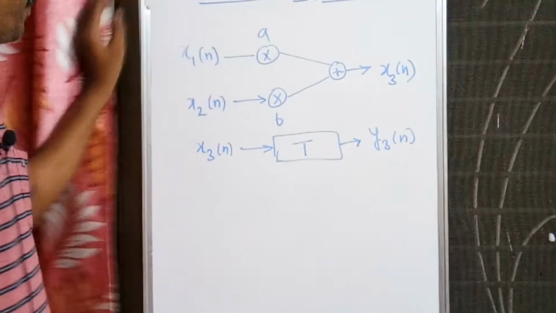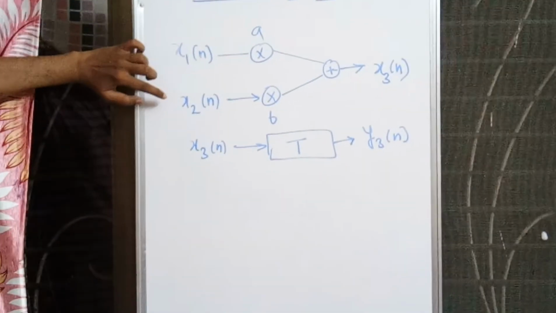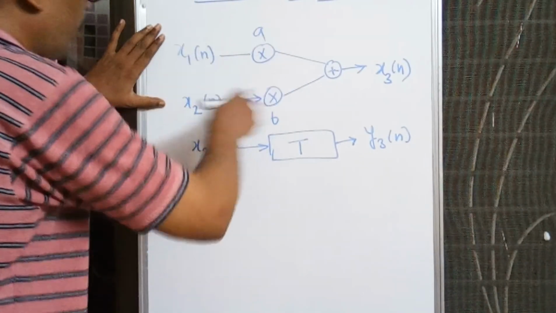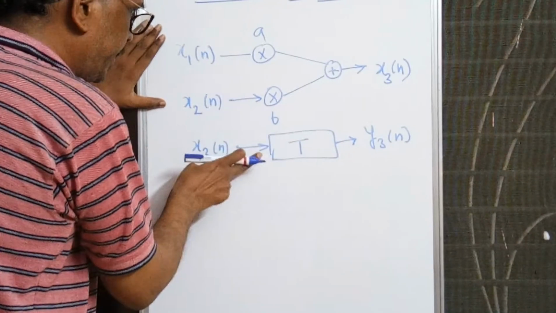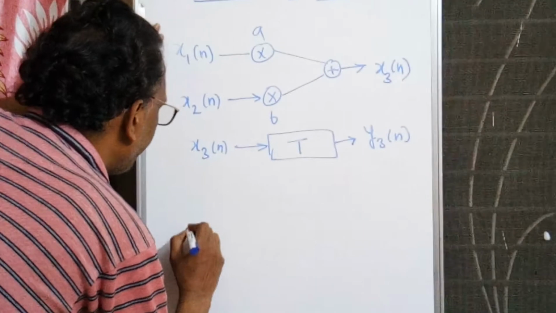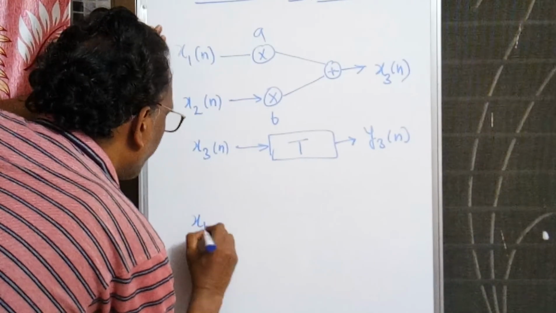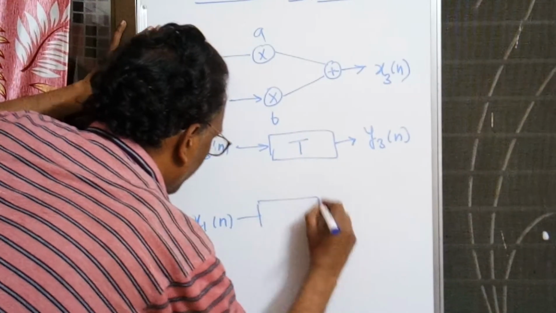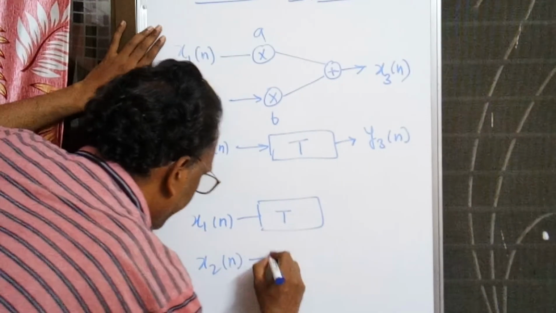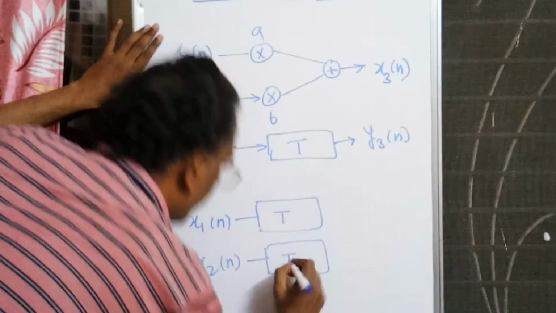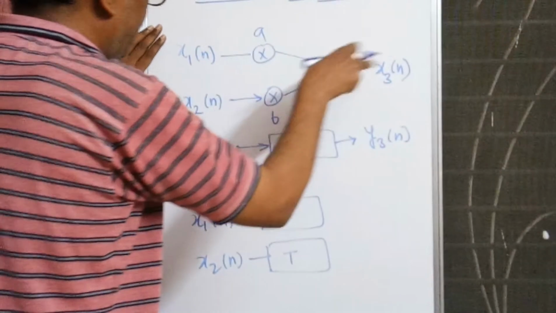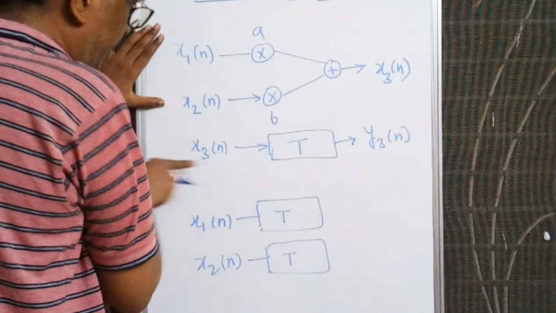So this is the linear combination of x1 and x2, and the output for the linear combination is given here: we have got y3[n]. Now I am passing x1[n] through a system separately, and in the second case I am passing x2[n] through the same system. See the change here. In the first case I first multiplied by a and b, added, took the linear combination, and passed that linear combination.